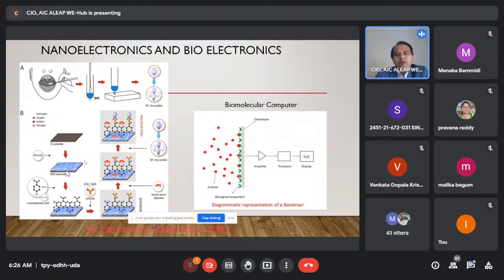So we have nanoelectronics and bioelectronics. The best example for bioelectronics or nanoelectronics comes with the detection of the coronavirus, taken from the buccal cavity and placed onto a substratum with a BOD electrode, then recognizing it with a probe and identifying whether it is corona positive or negative. And you can even keep that in a computer chip where the amplifier will detect, process, and display the result immediately. So this is what nanoelectronics and bioelectronics are.